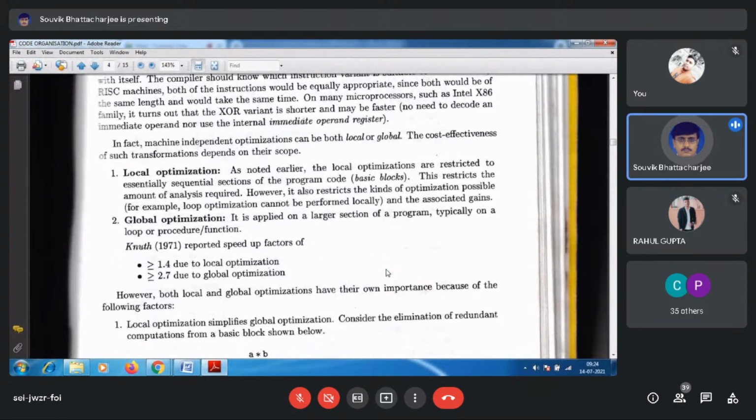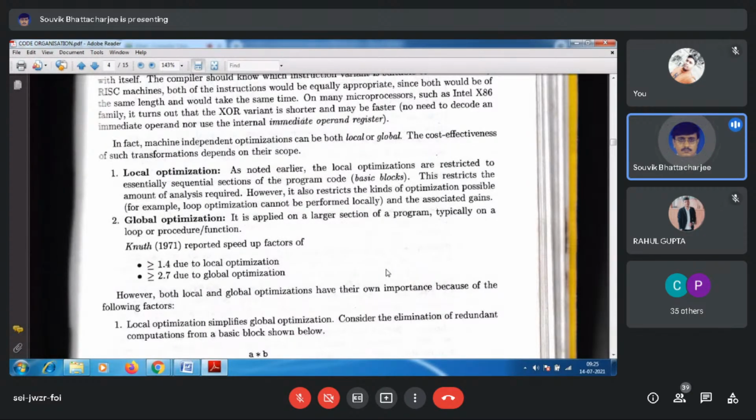Local optimizations are restricted to essentially sections of program code, that is the basic block. In the for loop, there is a begin statement, a curly bracket, and after doing something, you end it. This is a local block, and you know that most of the scope of the variables, that is auto variables, lies in this block. We are doing optimization on these things; we will try to optimize in this block, basically blocks, that is, its scope is limited.